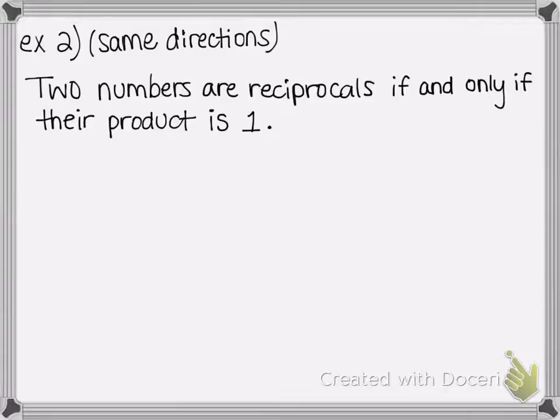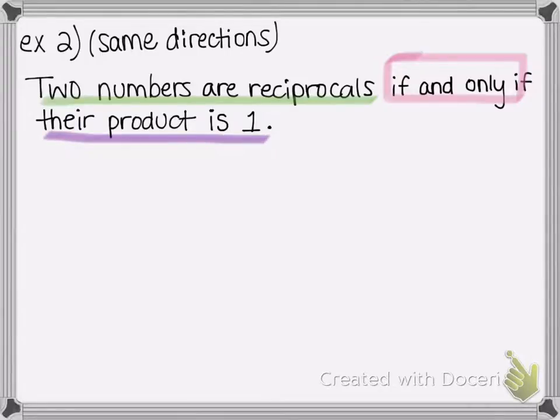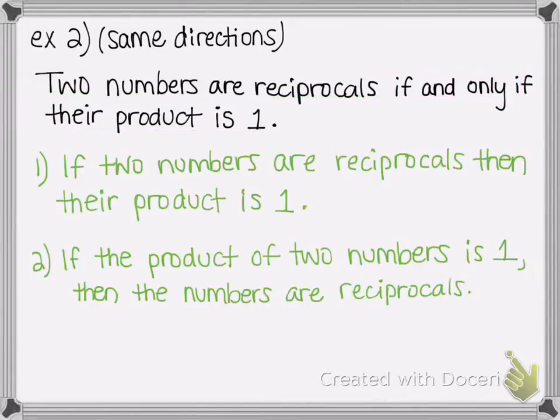Okay, so by now you should have done example 2. Two numbers are reciprocals if and only if their product is 1. Again, we have our if and only if. The first part of that statement is two numbers are reciprocals. The second part is their product is 1. So the first way you can write it is: if two numbers are reciprocals, then their product is 1. The second way: if the product of two numbers is 1, then the numbers are reciprocals.